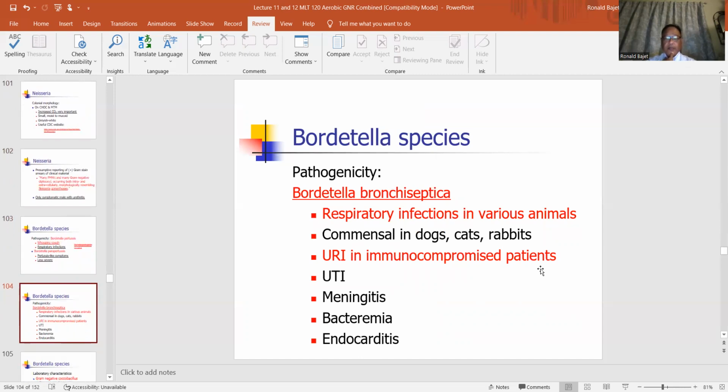And then the third species of Bordetella is Bordetella bronchiseptica, found in respiratory infections in various animals: dogs, cats, and rabbits. Upper respiratory infection in immunocompromised patients, and urinary tract infection, meningitis, bacteremia, endocarditis. So this one is less significant. The most important one is Bordetella pertussis, followed by parapertussis, and then bronchiseptica. For animals, I'm sure it's important, but not for humans, okay?